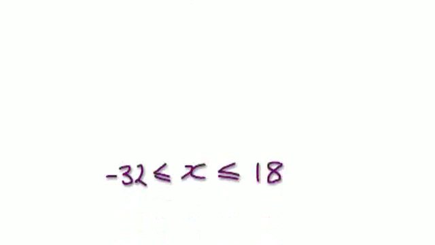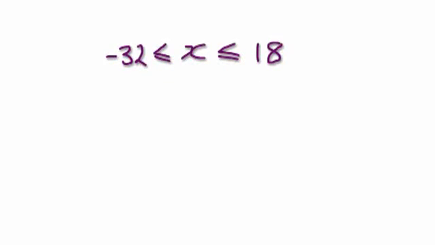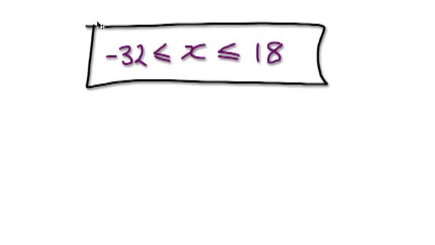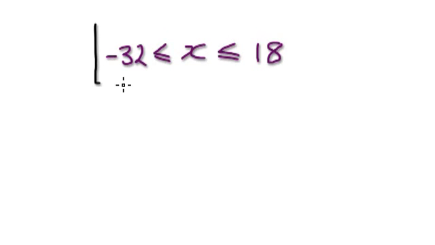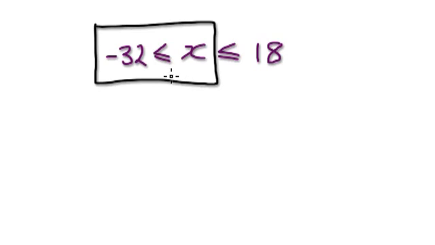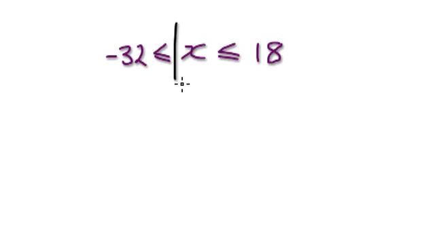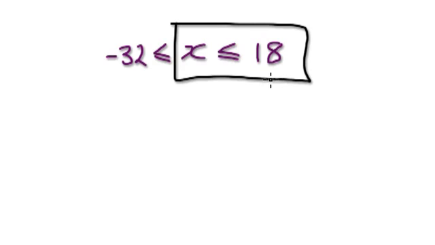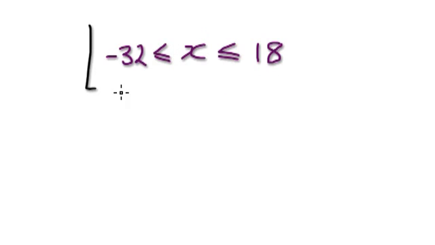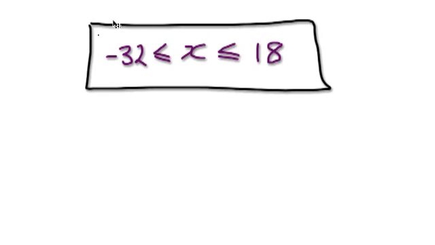Okay, let me give you guys some practice now. I will do the first one and then you guys can do the ones after. So here, draw the number line to represent this statement. Here you've got x being greater than or equal to minus 32 and also x being less than or equal to 18. So draw the number line to represent this whole thing.